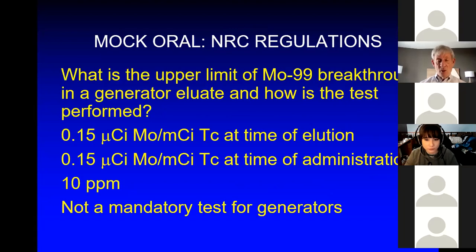First of all, what are the upper limits of permissible moly breakthrough? Which choice do you like? 1 or 2 or 3 or 4? 2. Sure. If I were the NRC, I would never have chosen that. It's 0.15 microcurie per millicurie at the time of administration. That means that since molybdenum and technetium are decaying all day long, that ratio is going to change, and so it has to be calculated for every single technetium patient.